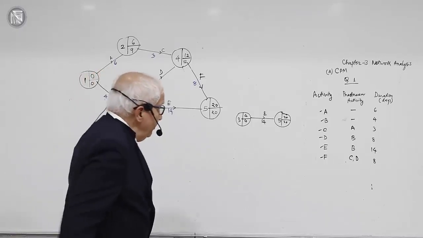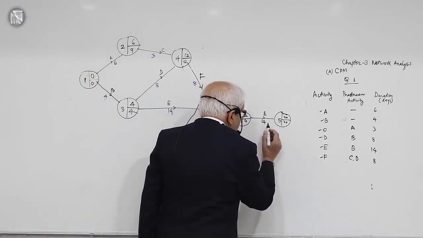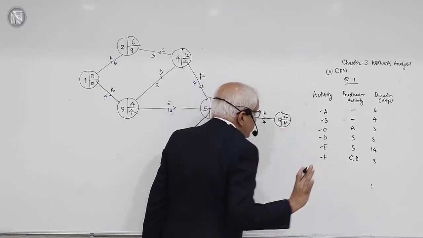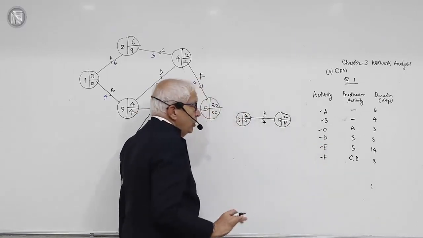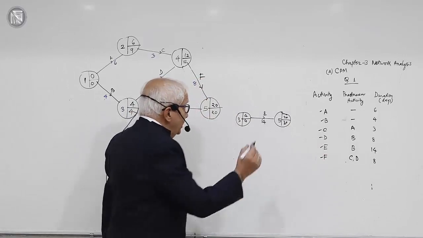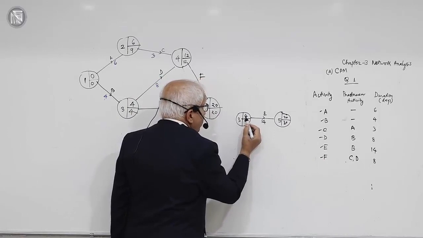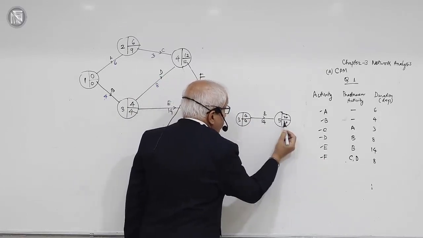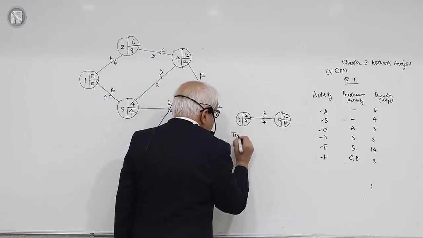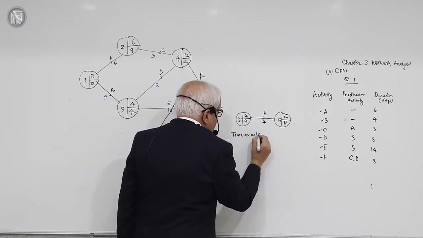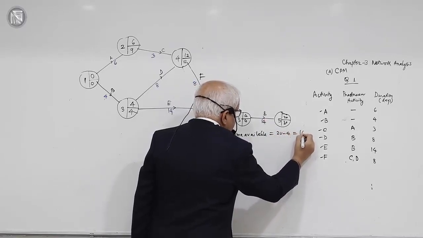Okay, fine. So now look at this activity. This activity tells me that it must be completed by the latest time of this event, which is 20. That means this activity's end time is 20. Now start time. Start time is the earliest time for this event. When can event number 3 happen at the earliest? 4. So what is the time available between 4 and 20? Time available is equal to 20 minus 4, that is 16.